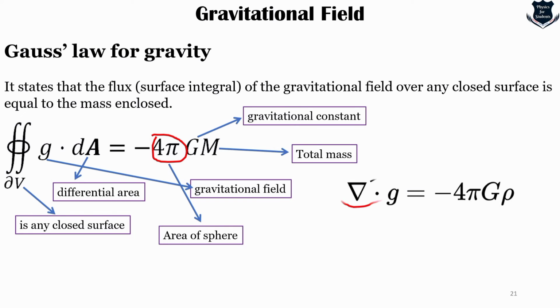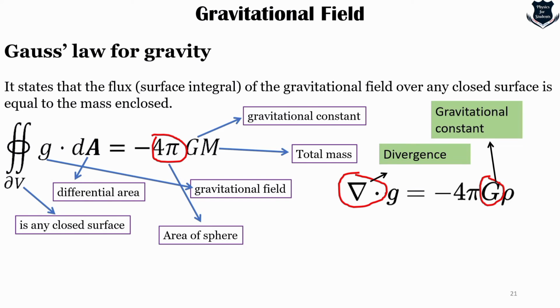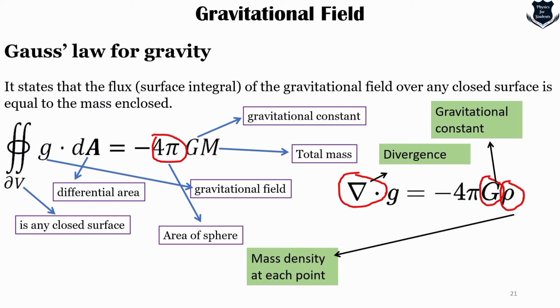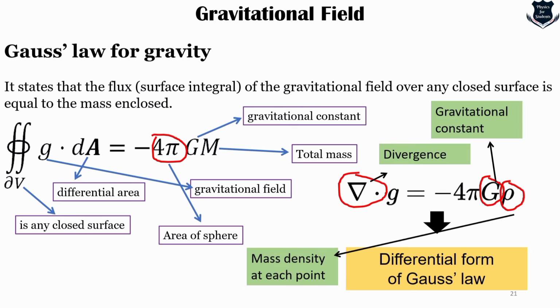Coming to this one: this is the divergence, this is the gravitational constant, and this is the mass density at each point. Gauss's law for gravity states that the surface integral over a closed surface relates to the enclosed mass. It is a good point to quickly recollect this, and I'm going to say it is equally important. This is the differential form of Gauss's law, and the left hand side is the integral form.